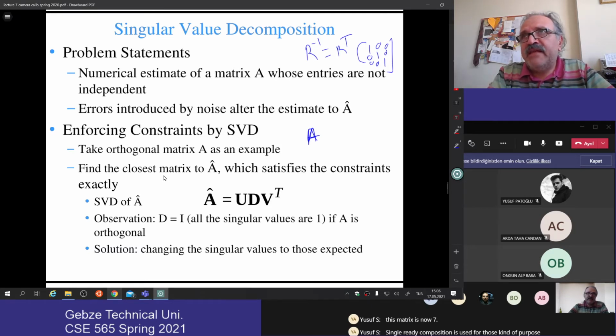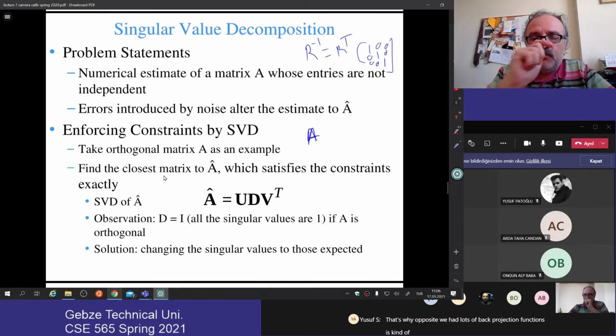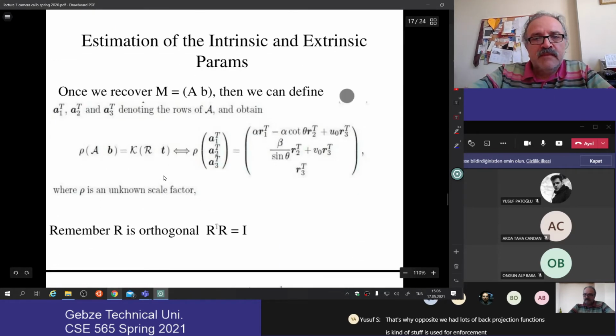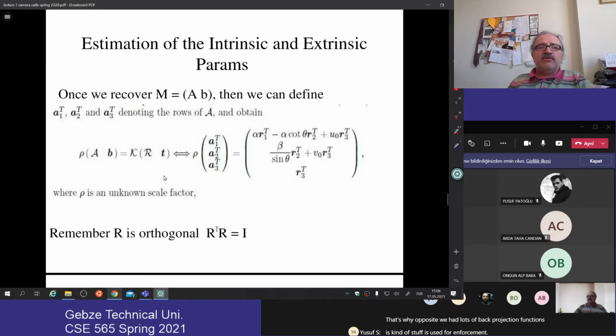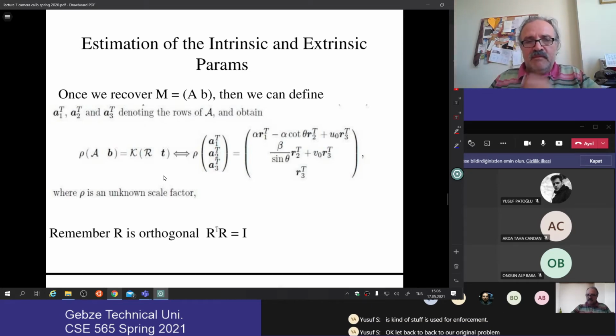That's why OpenCV had lots of back projection functions. This kind of stuff is used for enforcement. Okay, back to our original problem.